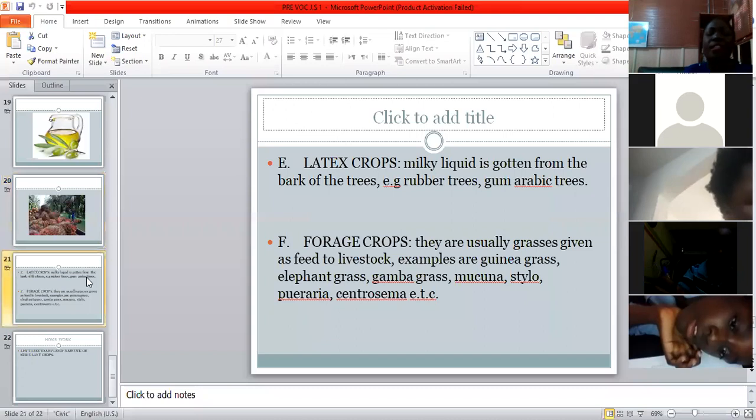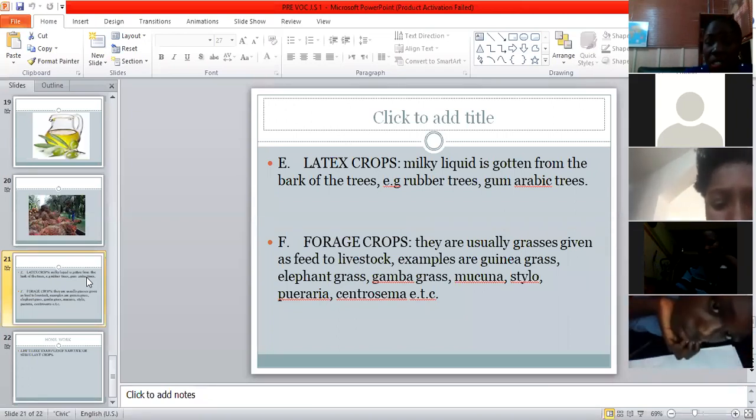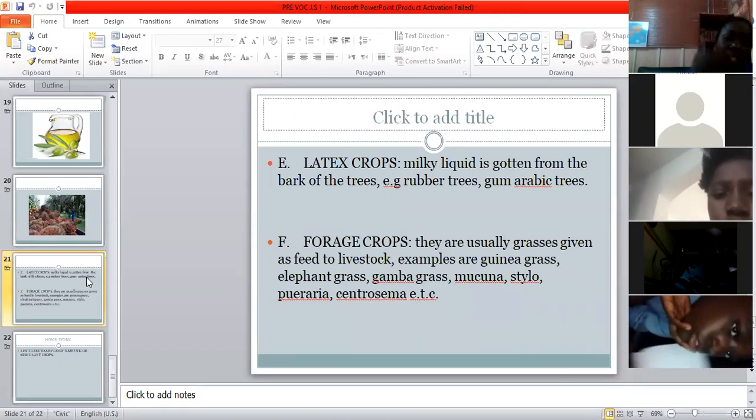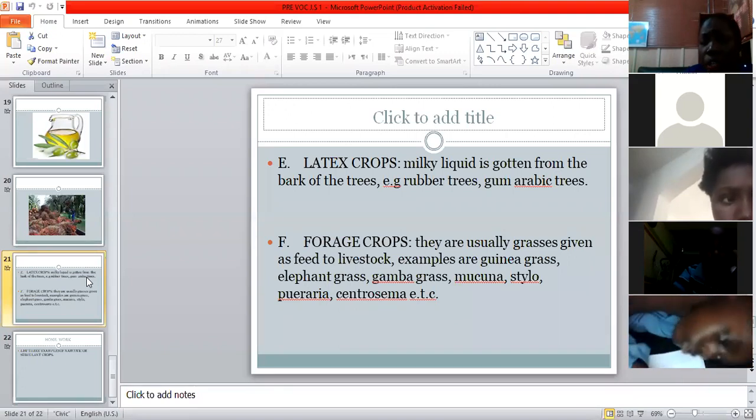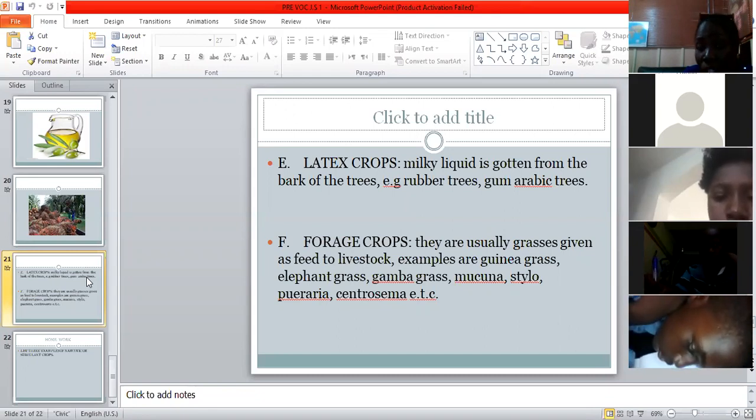We have latex crops. They are the crops that produce milky liquid from their bark. Example is the rubber tree, which is being tapped. When you cut the bark, what you see is milky liquid coming out from it. And this milky liquid is taken to companies where they process it into so many useful things for us in the house.